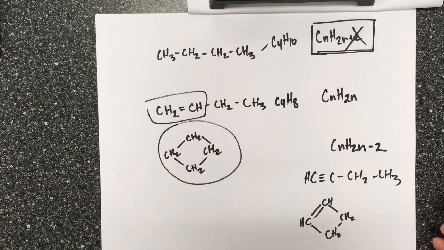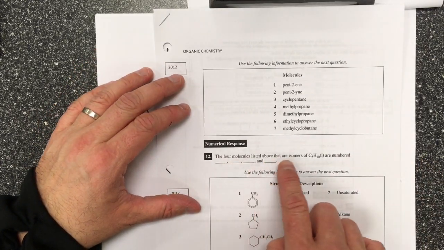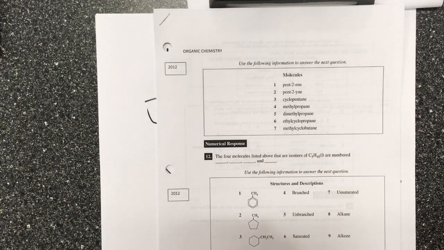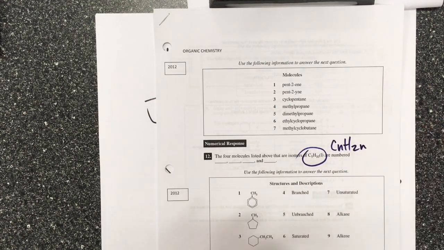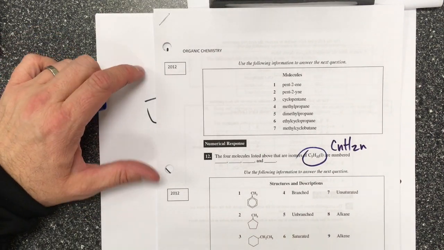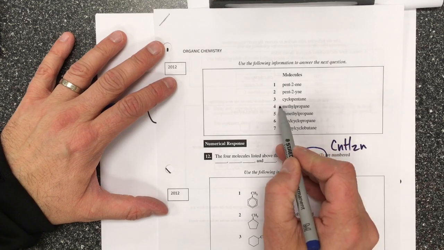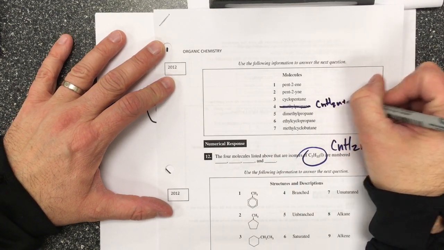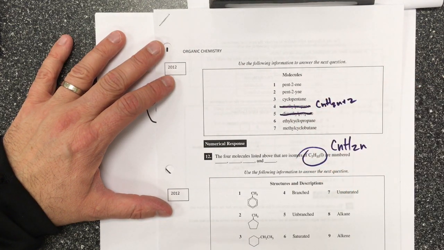Now, where this comes up is a question like this. It's going to say, list 4 molecules that are isomers of C5H10. As soon as I see this C5H10, this is CnH2n, so we're talking about something that is not an alkane. If it's just a straight alkane, like methylpropane, it's off, because this is CnH2n+2, right? And dimethylpropane, same problem.